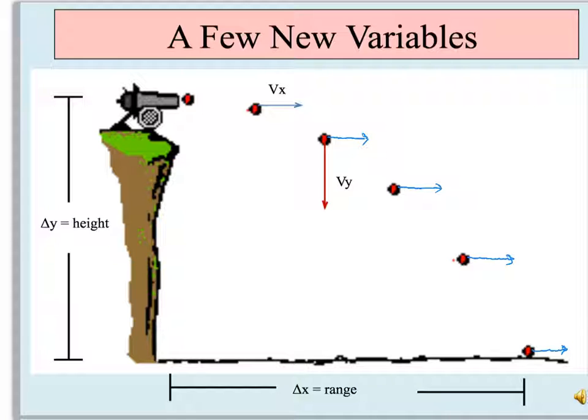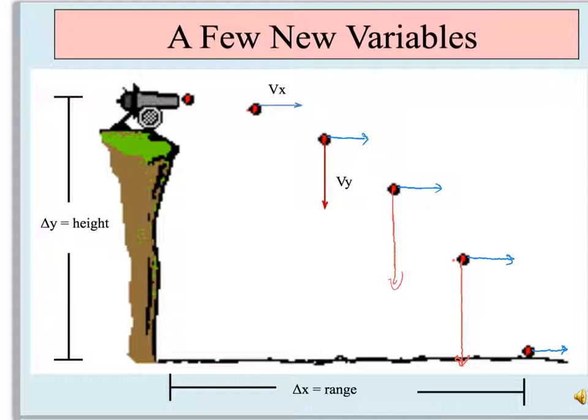Vy, on the other hand, is going to end up increasing. Over time, the Vy velocity is going to get greater and greater. So I would draw my Vy vectors longer over time, just to emphasize that the Vy is increasing because the object is accelerating in a downward motion.